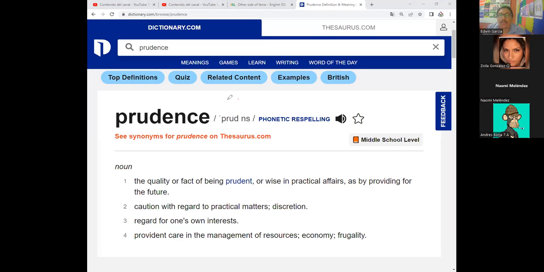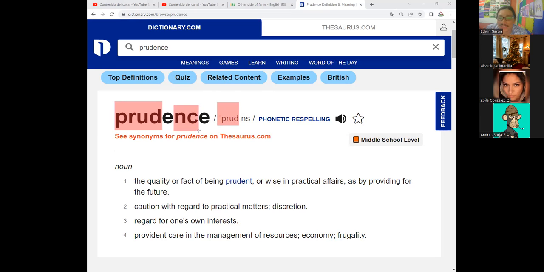And as you can see, it's one word with two syllables. The first syllable is from the letter P to the letter D, and it is the stressed syllable. Remember, it is a stressed syllable. Why is it a stressed syllable? Because we need to use more force in the voice. It's like strong, pru. And then we are going to look at the second syllable.